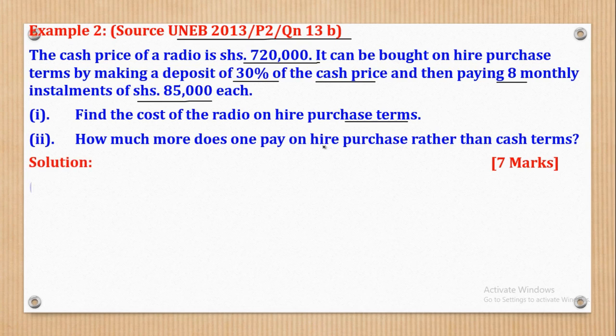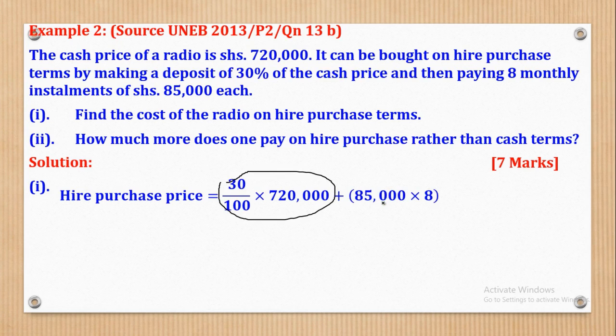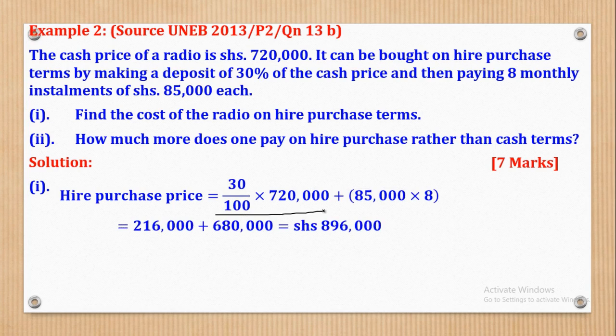So we shall start with Roman 1. We shall say that hire purchase price will be equal to 30% of the cash price plus 8 monthly installments of shillings 85,000. In this case, the whole of this is our D, the initial deposit, this is our I, the amount paid for each installment, and this is our N, the number of installments. So when I simplify, this will give me this, and this will give me that.